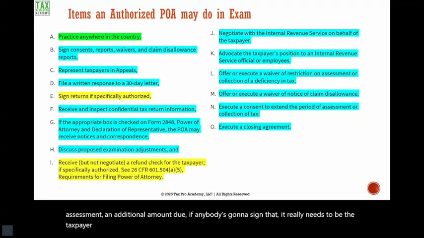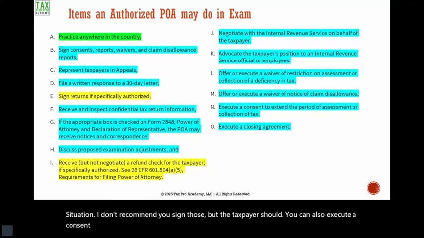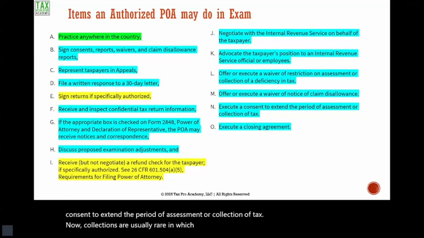You can sign or execute a waiver of notice of claim disallowance. Same situation. I don't recommend you sign those, but the taxpayer should. You can also execute a consent to extend the period of assessment or collection of tax. Now, in collections it's rare that that would ever be asked for. It's most common in an assessment situation.